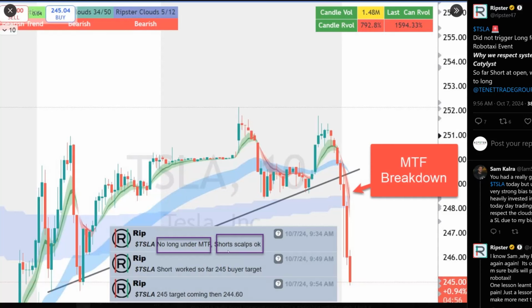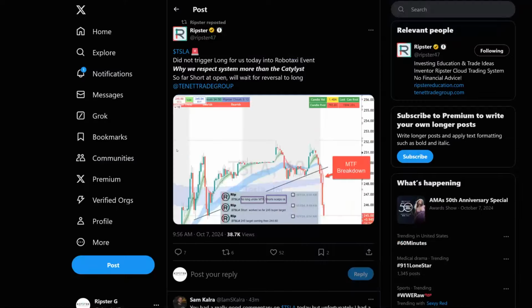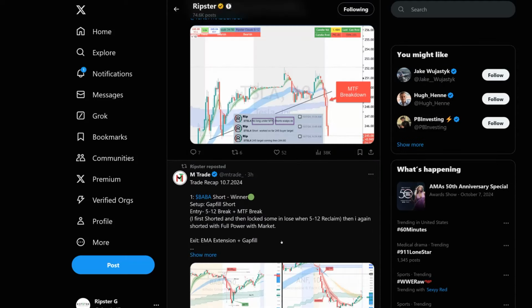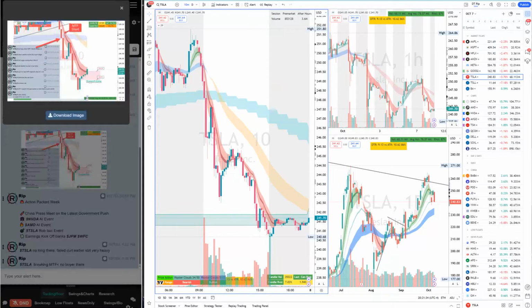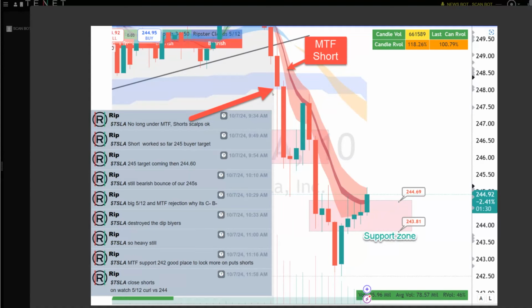I told everybody short scalps are okay, meaning you can short the shares, you can trade short the puts, that is okay. And 245 was the first target, and after that 244.60 was the target. So if you look more at that Tesla, that was my morning tweet, and you can see how Tesla faded, right? Let's look here. No longer under MTF, short work, 245 target coming, then 244.60. So you see we bounced from 245.